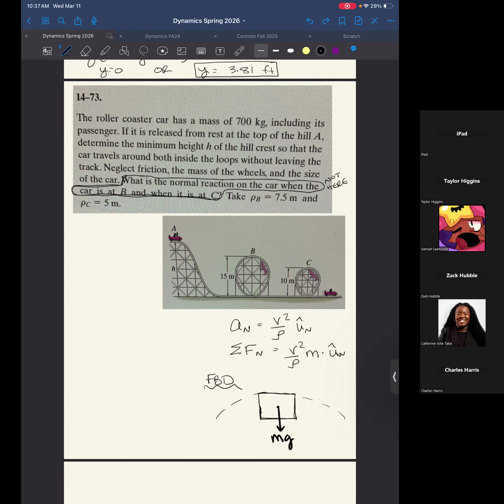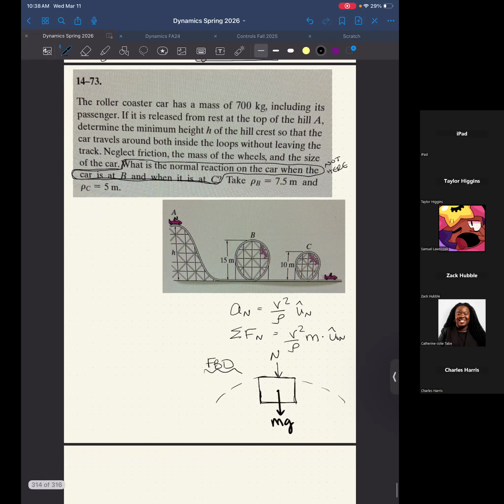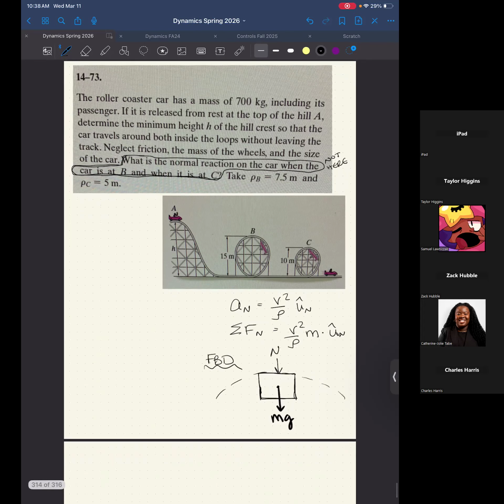What happens to your normal force when you're just about to fall off the track? It goes to zero. It is okay to be instantaneously zero, but any more than that, and you're going to start falling off of the track. So we need to solve for what velocity puts us at a normal force equal to zero. That is our constraint. We cannot go any slower than that, or we'll fall off the track.